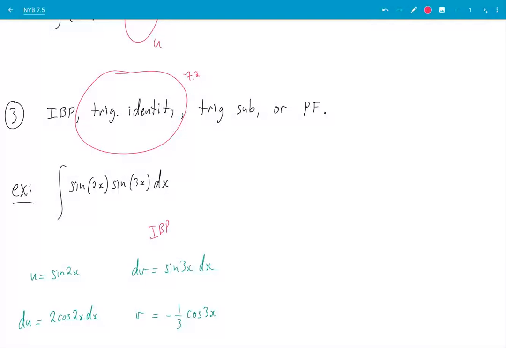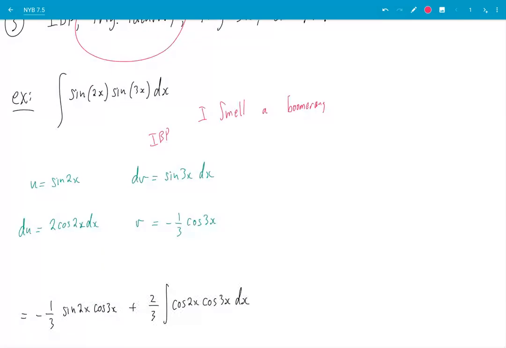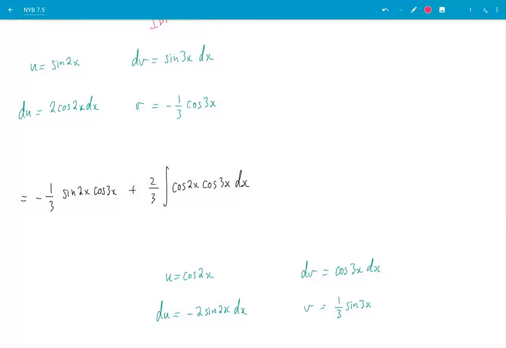Why do I do that? Because I smell a boomerang. Because if I do a derivative twice here on sine 2x, I'm going to come back to where I started, roughly. And if I integrate this twice, I'm going to come back to where I started, roughly. And that smells like boomerang. So I do IBP. I do it once, and I arrive here. And I'm going to do it again.